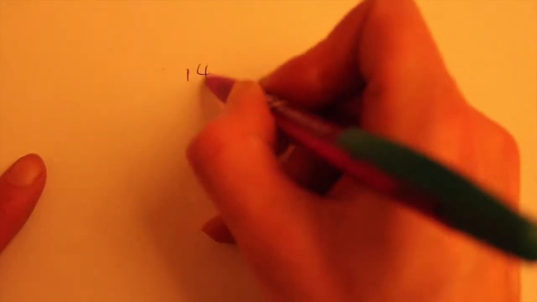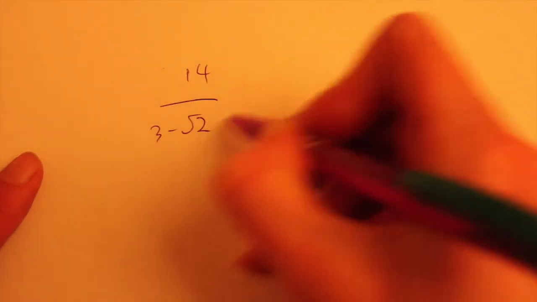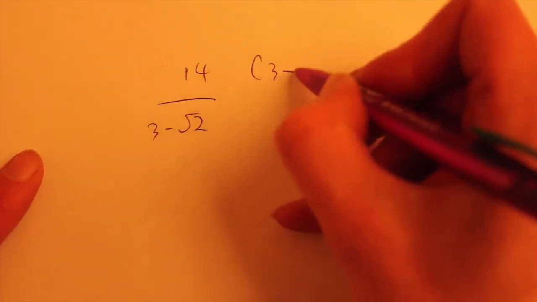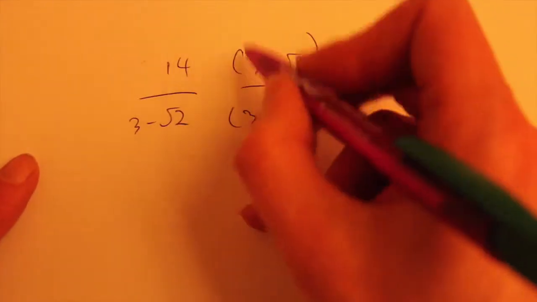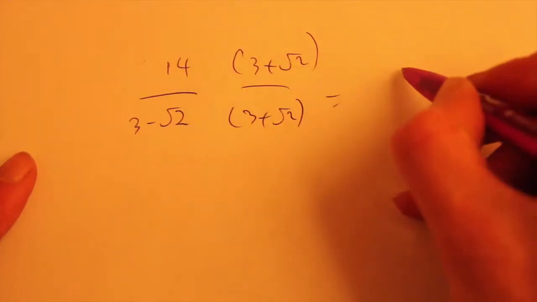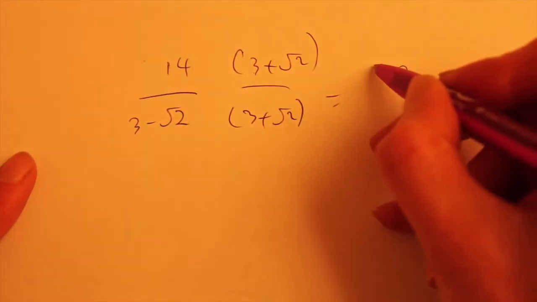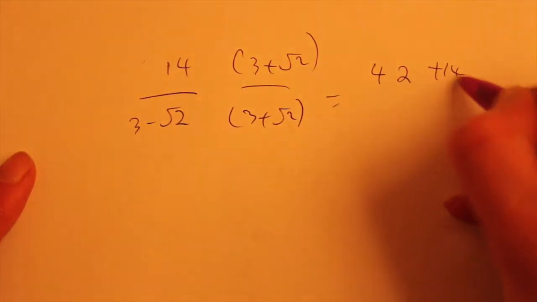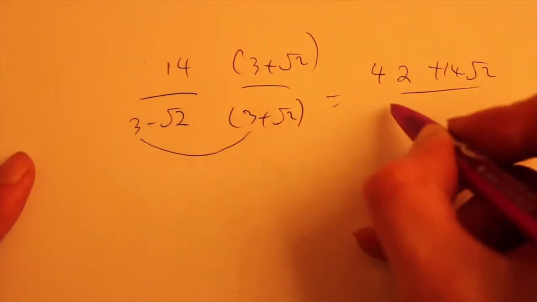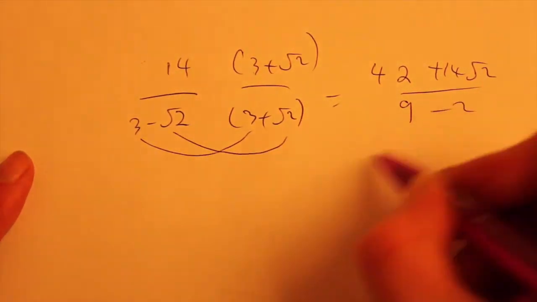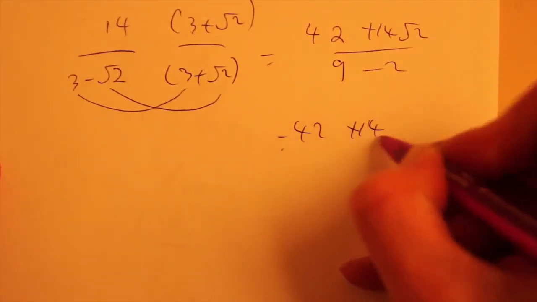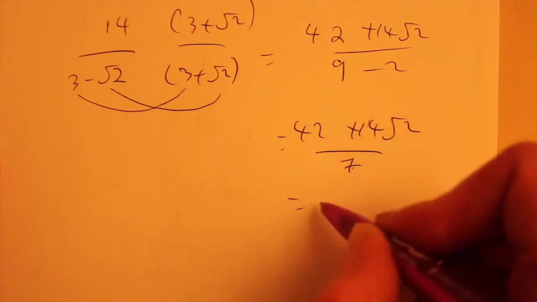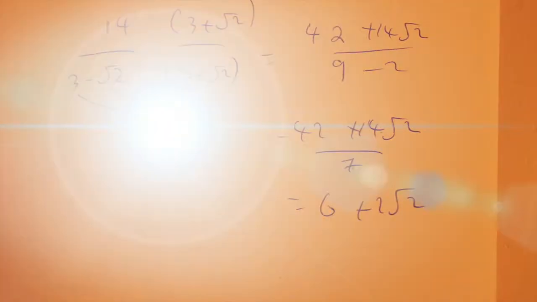Minus 1, root 3. 2012, question 4a was a really straightforward one. You just multiply top and bottom by 3 plus root 2. Top line becomes 3 times 14. 3 4s are 12, put down your 2, carry a 1. 3 1s is 3, add the 1 you're carrying, 4. Plus 14 root 2. Bottom line becomes 9 minus 2, which is 7. So that becomes 42 plus 14 root 2 over 7. And you would be expected to divide through by your 7 at the end.